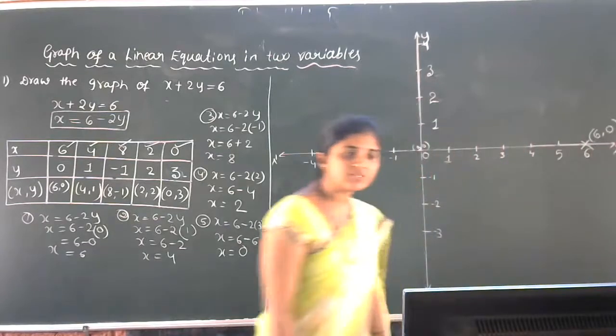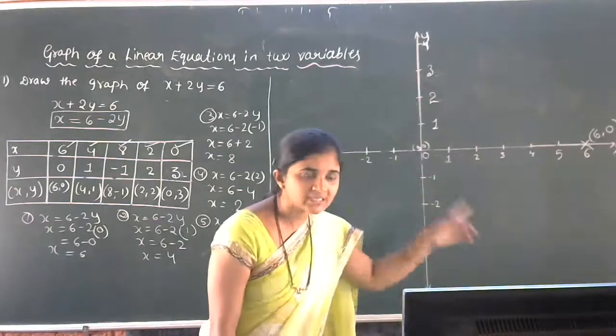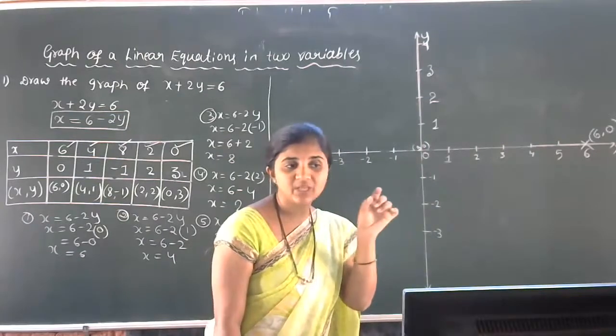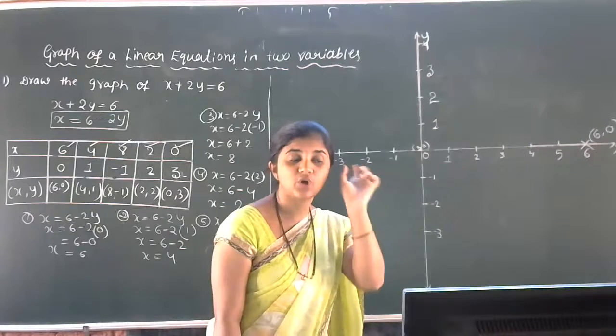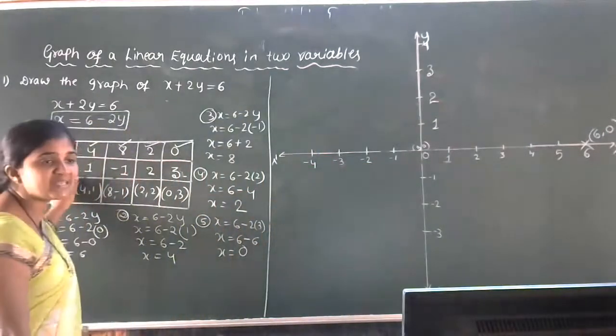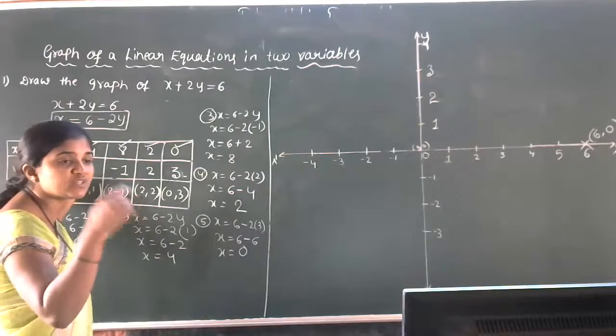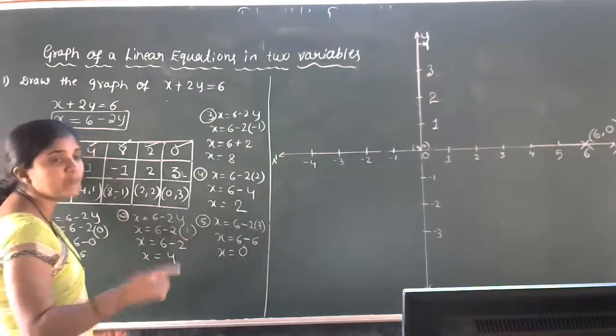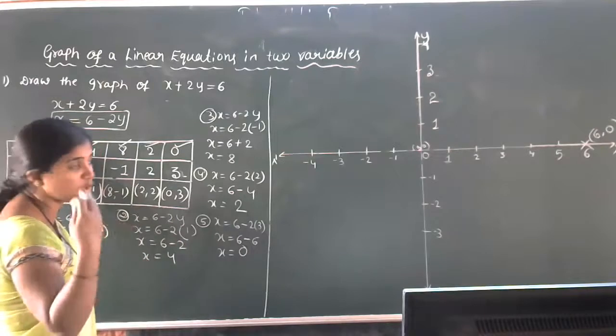Got the idea of this one? So if any one value in x or y is 0, then the position is on the axis only. Now just observe, y is 0, so the location of the point 6, 0 is on the x-axis. If x is 0, then the location of the point is on the y-axis.